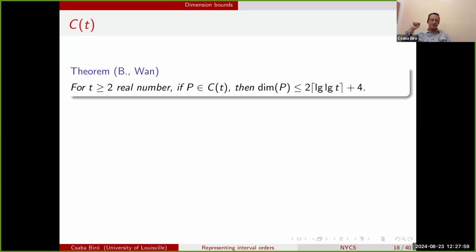And here's another theorem that we proved, and this is for interval orders. Remember, C_t means that interval lengths from 1 to t are allowed, any number from 1 to t. So now you allow infinitely many lengths, but they are still restricted. The maximum length is restricted here. And so we proved here that you have a 2 times log t bound from above.